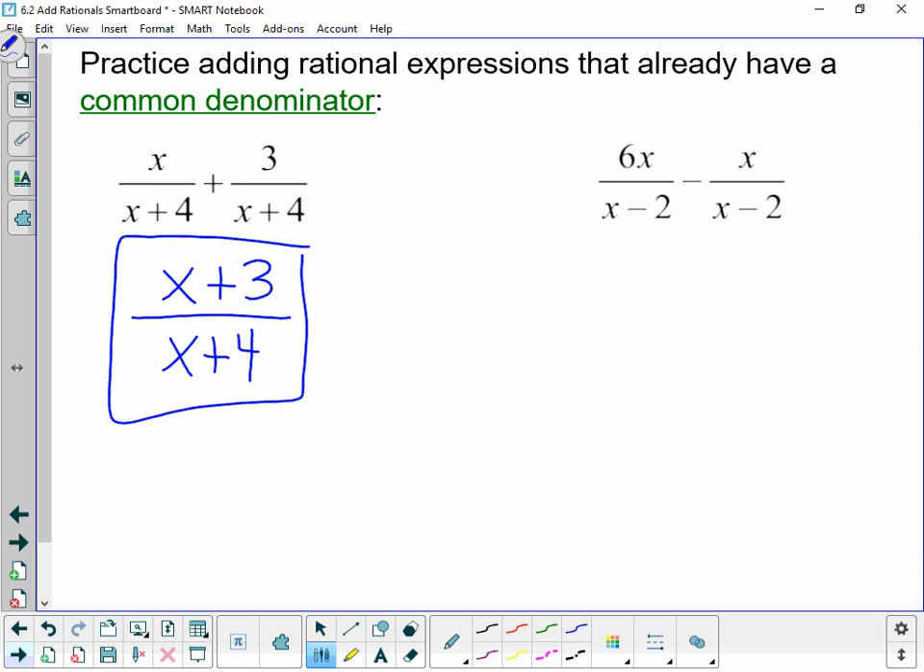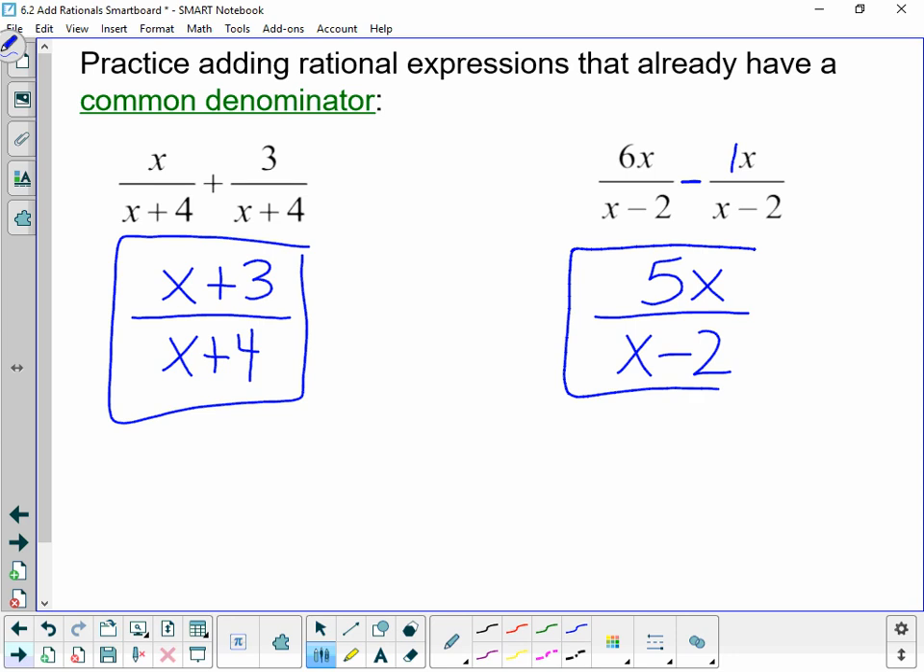So this would be our solution, and there's nothing there that can be simplified. This other example, the denominator in both of these fractions is x minus 2, so we can combine the numerators. 6x minus x, and that's a 1x, so our numerator would be 5x, and the denominator would stay the same. And again, there's nothing we can really do to simplify that. It's as simple as it gets.